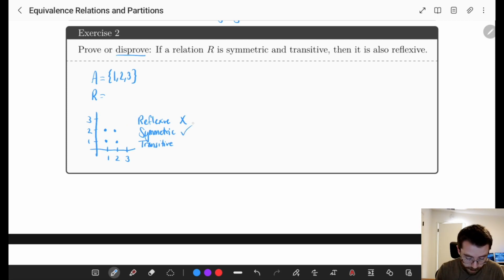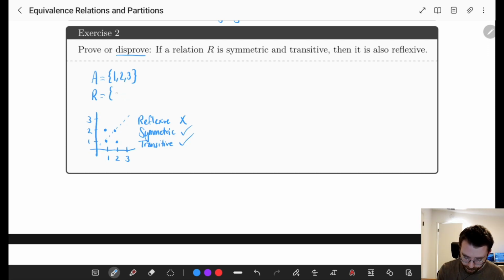It still is symmetric, right? It's symmetric about this line. It has dots where it needs to have dots, and it's missing dots where it needs to be missing dots. Is it transitive? Actually, yes, it is transitive, right? Let's color this a little differently. 1 is related to 2, 2 is related to 1, and then 1 is related to 1. I could do things on the diagonal too. I could say 2 is related to 1, 1 is related to 1, so 2 is related to 1. Anyway, you can go through them all in your head and verify that it works. So this is a perfectly good example.